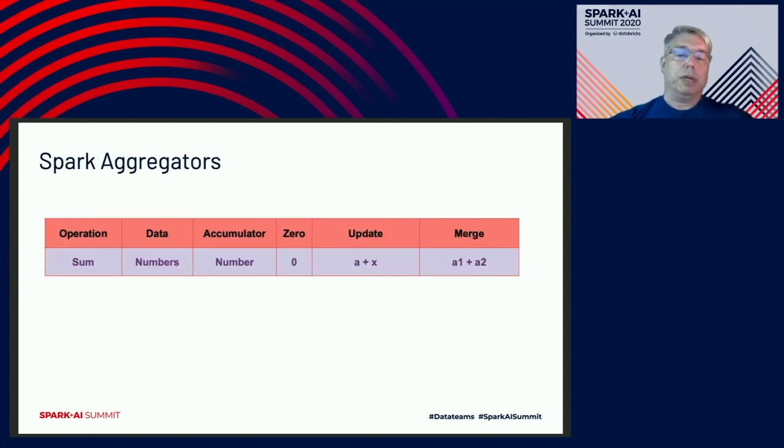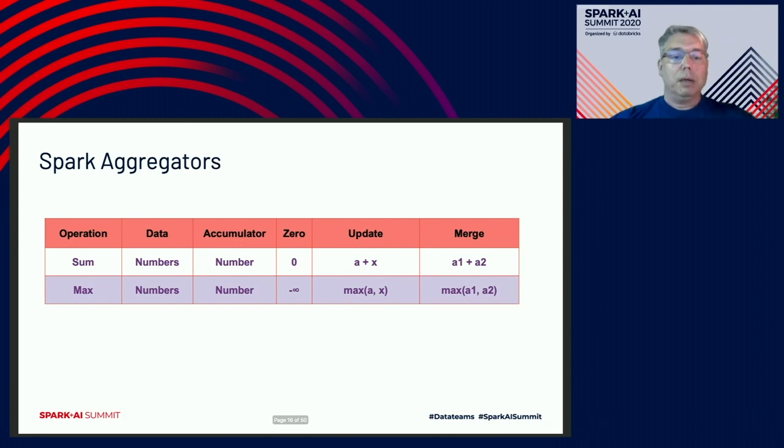Now, sum is an example of a Spark aggregator. And aggregators all have the same kinds of properties. For instance, sum operates on input data that has type number. It also has an accumulator or aggregator, which is also numeric. It defines an initial value 0, and it also defines how to update the accumulator and merge it when it's done computing partial results.